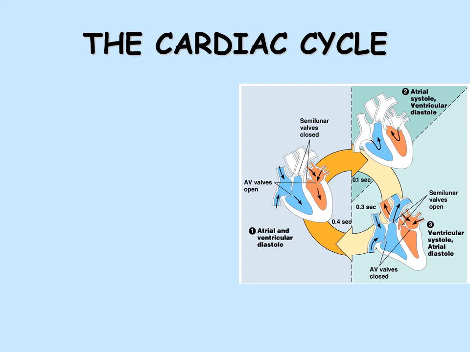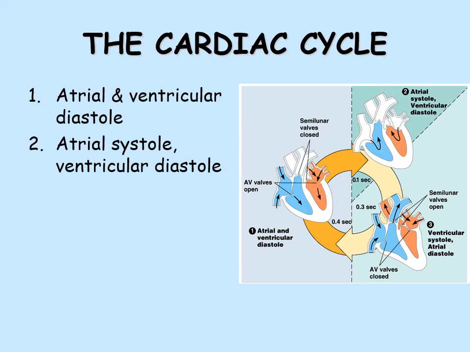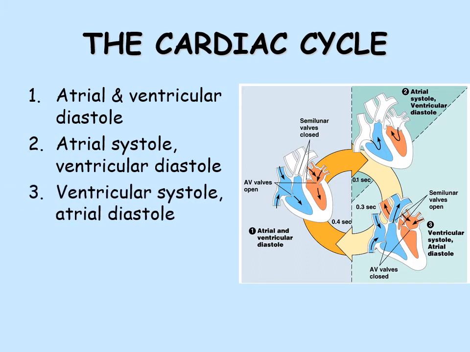So for the cardiac cycle itself, you need to be familiar with the 3 stages of the cardiac cycle. The diagram shows you those 3 stages, and because it is a cycle, it just keeps repeating itself. So it doesn't matter what stage you start with, it just keeps on repeating and going round. So the 3 stages you need to know are the atrial and ventricular diastole stage. That might be number 1. The second stage would then be atrial systole and ventricular diastole. And the third stage is ventricular systole and atrial diastole.